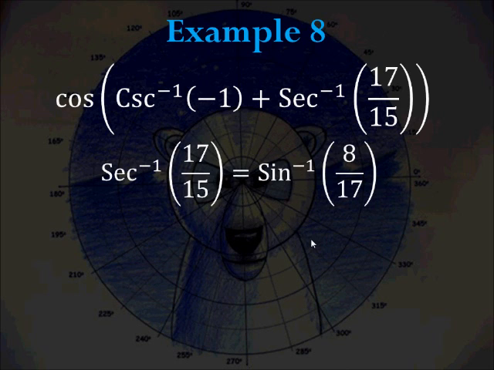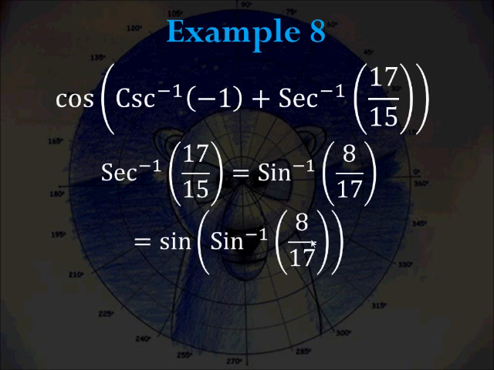So we now know that the inverse secant of 17/15 is equal to the inverse sine of 8/17. Now we can substitute that in there to help solve our problem. Now we have the sine of the inverse sine of 8/17. We know that the sine and the inverse sine just cancel each other out, so you're left with 8/17. So a lot of review of the double angle, half angle, summation, addition, subtraction formulas, plus a healthy dose of trig, and just some patience.